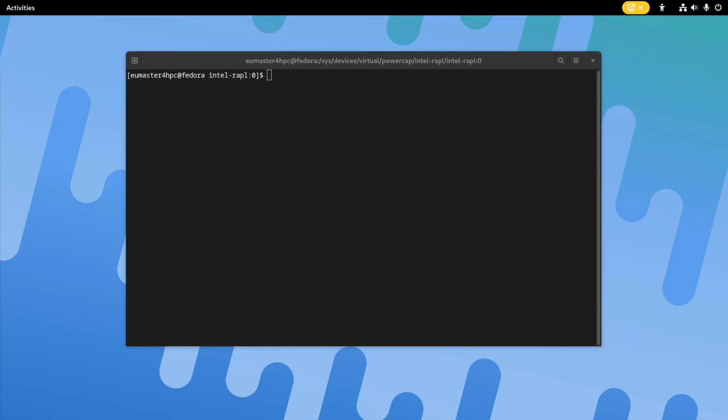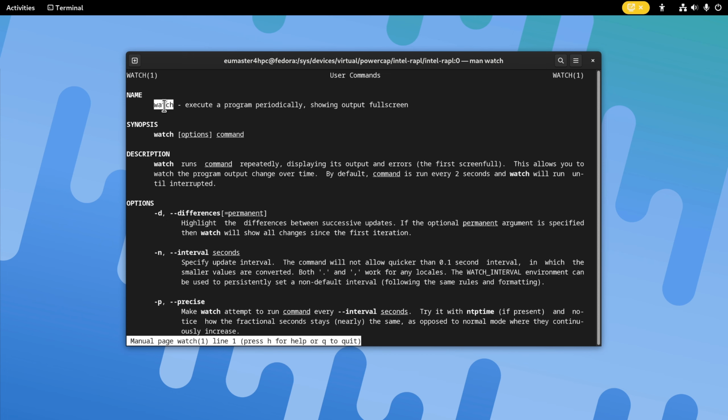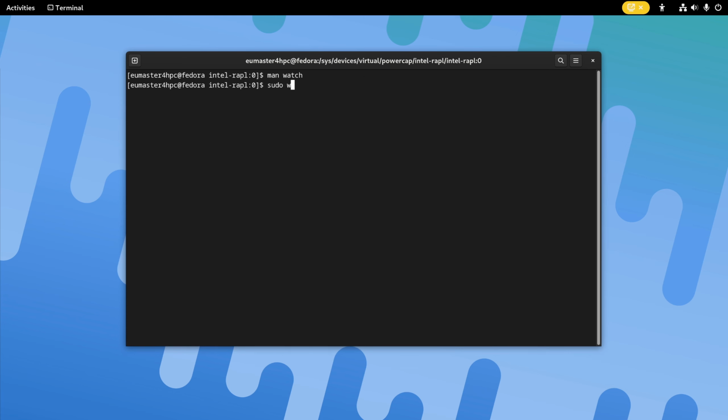Let's now see how this value changes. In order to monitor the energy consumption, I'm using the watch utility, which allows me to execute a command periodically and see its output. In my case, I want to read the file every 1/10 of a second. When I run this command, I can see that the energy increases.